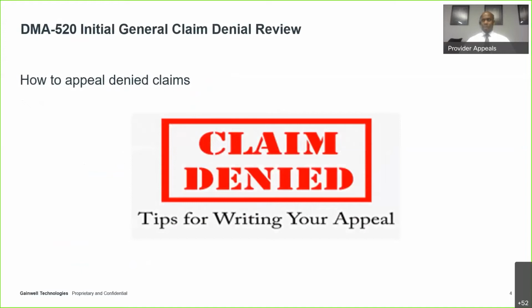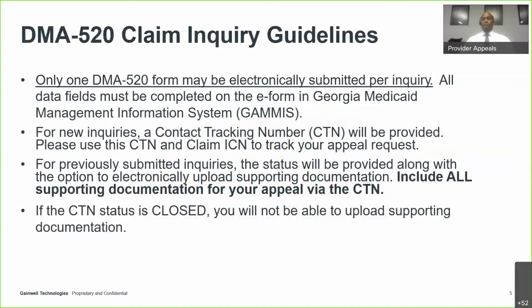All right, so how to appeal your denied claims. You're allowed to submit one DMA 520 inquiry per claim on the web portal underneath the claims tab. There is going to be a tracking number that is provided when you submit it. You want to take note of that tracking number as well as the claim number that it is associated with. If there are supporting documents that you need to attach, be sure to attach them to the actual DMA 520 functionality when you submit it. In the event that a CTN, or the tracking number, is closed, you would not be able to submit any additional documentation to it. And we'll cover that in the next couple of slides.